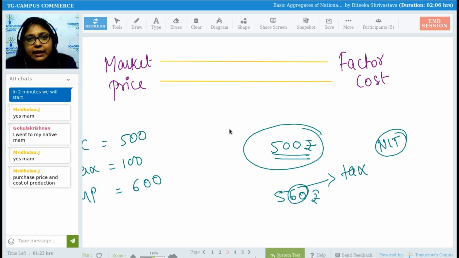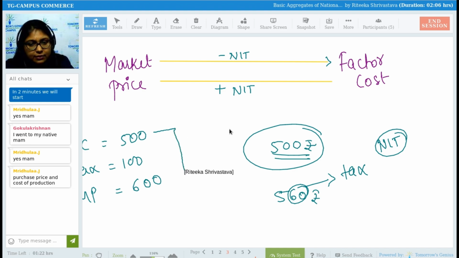NIT is nothing but net indirect tax, which you have to pay, which the consumers also have to pay. So if I want to go from market price to factor cost, I will have to deduct NIT. I will do less NIT if I have to go from market price to factor cost. And the same way, if I have to come from factor cost to market price, I will have to add net indirect tax.